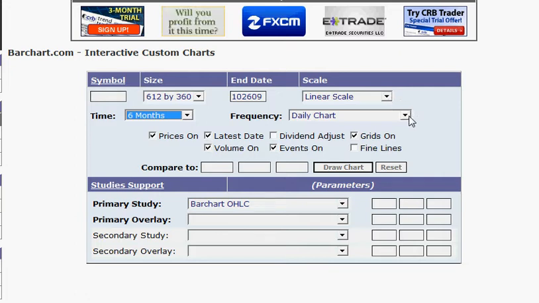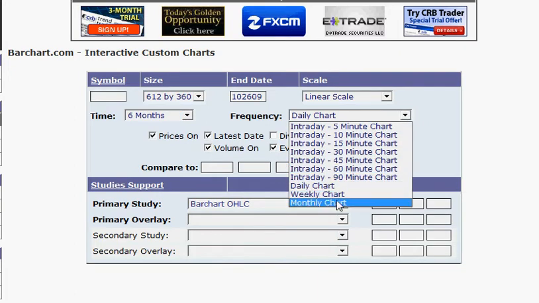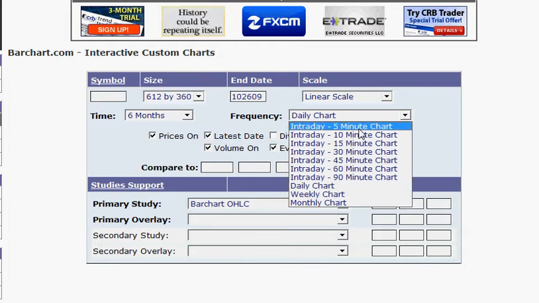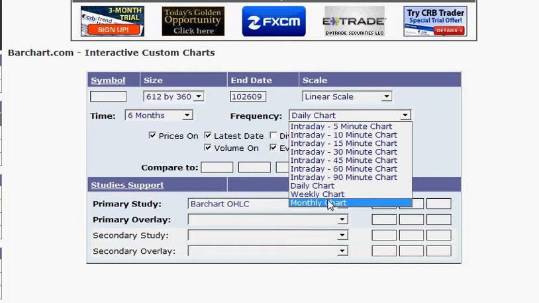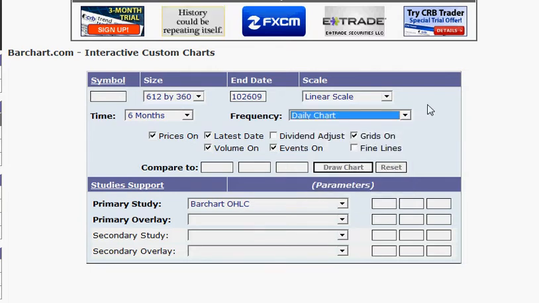Now daily chart, I usually look at daily charts, but I also look at a lot of weekly and monthly charts. I don't use the 90 and 60-minute charts too often, but you know, they're there for you if you want to try them. I'm more of a daily, weekly, monthly chart, long-term type of end-of-day type trader. So daily charts is what I usually look at.